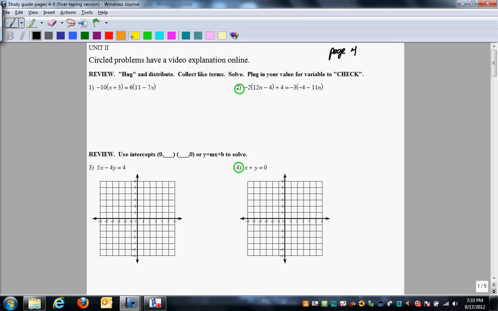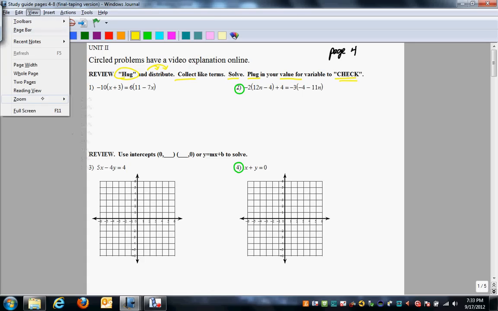The instructions say we're going to hug and distribute. We're going to collect like terms, solve. We're going to plug in the value for the variable to complete the check. So problem number 2.